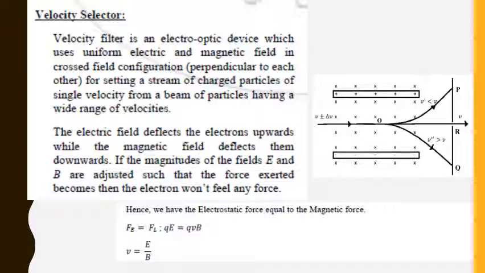Now, we create a stream of charged particles by some method, and we pass the stream of charged particles through this. Suppose you want to select charged particles of velocity v, and your stream may have velocities v plus or minus del v, meaning v plus del v, or v minus del v. It means many particles have less velocity or more velocity, and we pass them through this.